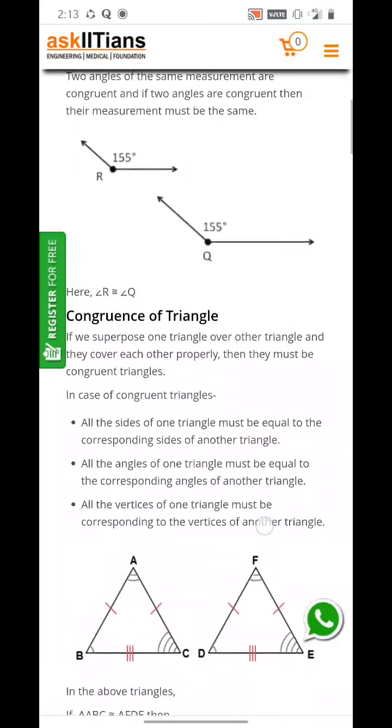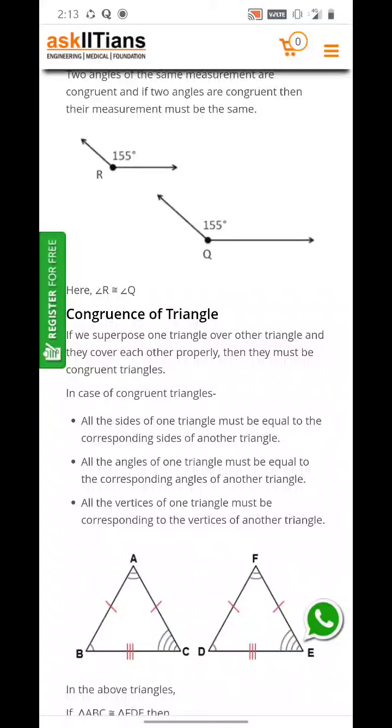Then comes congruence of triangles. It is similar in the case of triangles also. We know a triangle is a closed polygon having three arms, three angles, three vertices. So they must superimpose each other, as given here. I am going to read it out for you. All the sides of one triangle must be equal to the corresponding sides of another triangle. All the angles of one triangle must be equal to the corresponding angles of another triangle. All the vertices of one triangle must correspond to the vertices of another triangle.